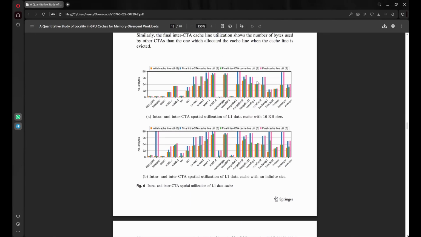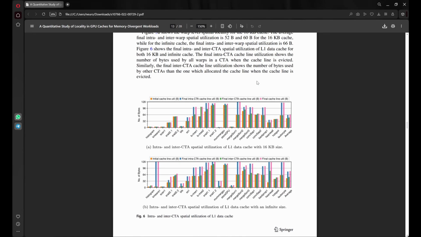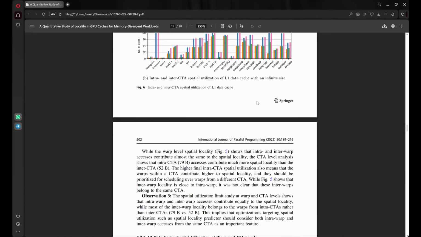What they find out here is that for intra and inter CTAs, the values are 79 bytes for intra CTA, and 52 bytes for inter CTA. This just means that at eviction, you will see 79 bytes of the total 128 byte cache line being used by threads from the same CTA, and only 52 bytes of the 128 byte cache line being used by threads outside of the CTA of the initial thread that brought in that cache line.